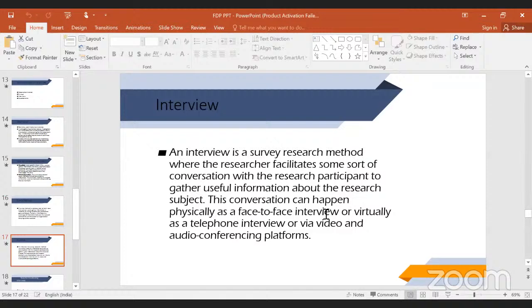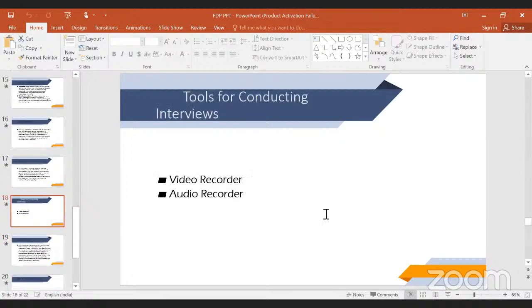The next method is the interview method, in which you can ask n number of questions of different people related to your research. You can have it face to face, you can have it virtually, or you can also conduct it via audio video conferencing. Now the question is, what are the tools for conducting interviews? You can have an audio recorder and a video recorder, with the help of which you can record all your interviews, and later on you can interpret and analyze what you have recorded on these devices.